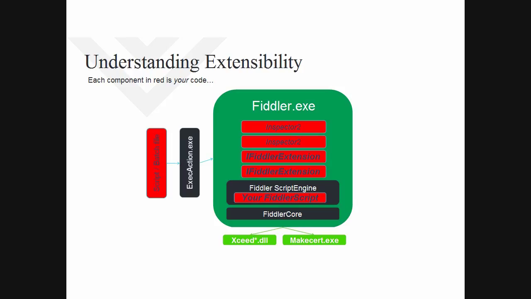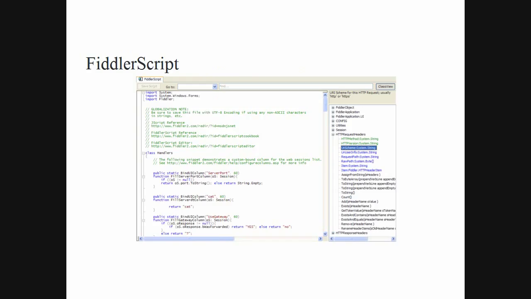Powering up Fiddler. Virtually everything in Fiddler is extensible. So the red in this diagram is stuff that you write or someone that you trust or someone you work with writes. So you can write your own inspectors. You can write your own extensions. You can write your own Fiddler script. You can drive Fiddler through scripting or batch files.